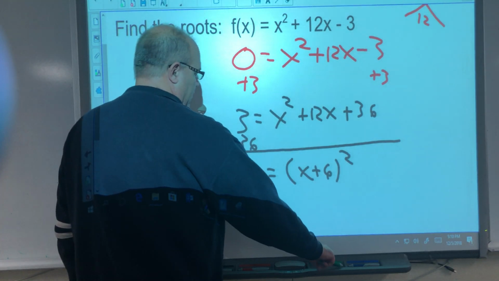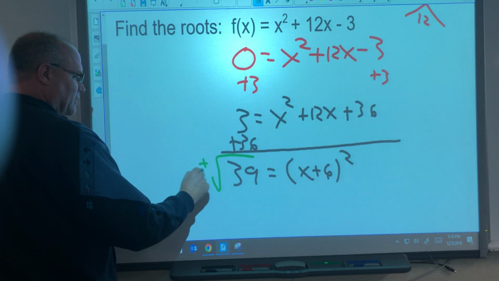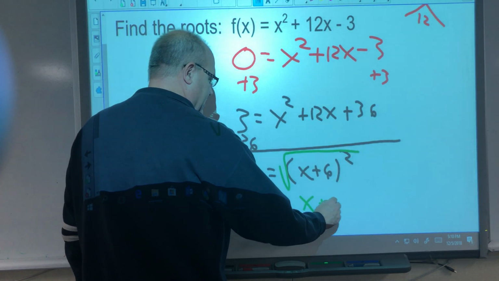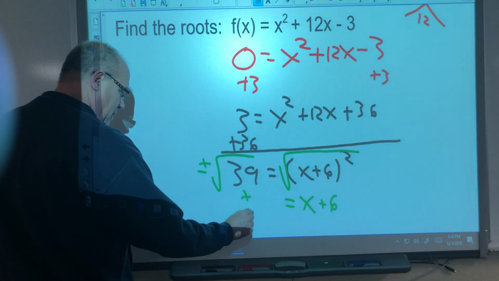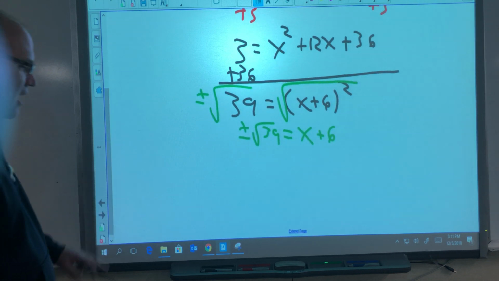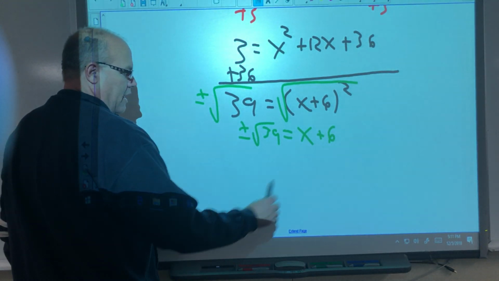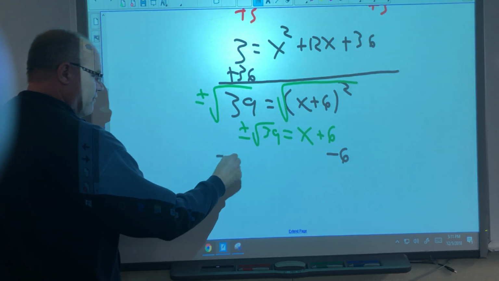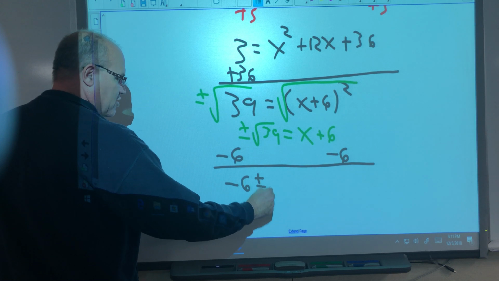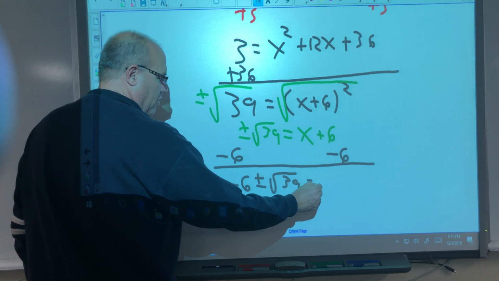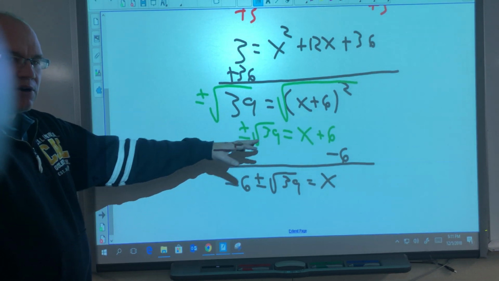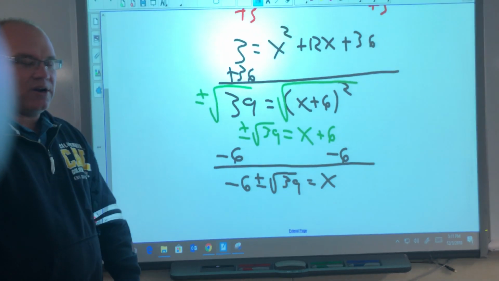All right, so now we're going to take the square root of both sides, so plus minus the square root of 39. So we're going to get x plus 6 equals plus minus the square root of 39. So I want to solve for x now, so what do I do? That's right, I'm going to subtract 6 from both sides. So I get -6 plus minus the square root of 39 equals x. That is the precise solution, right? -6 plus the square root of 39, -6 minus the square root of 39.